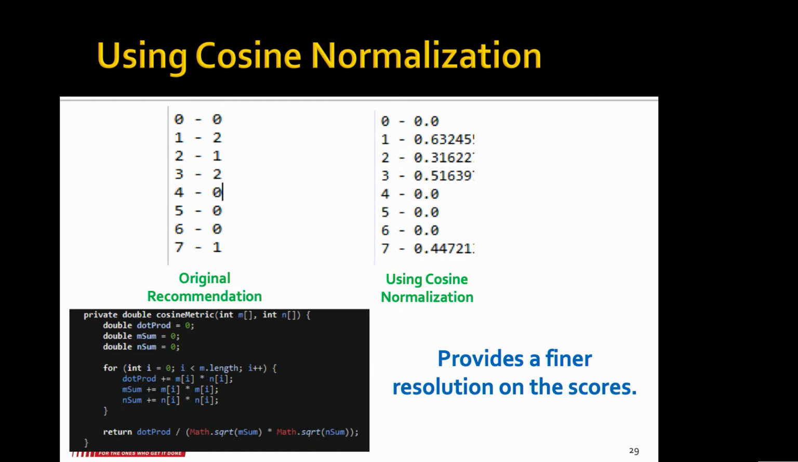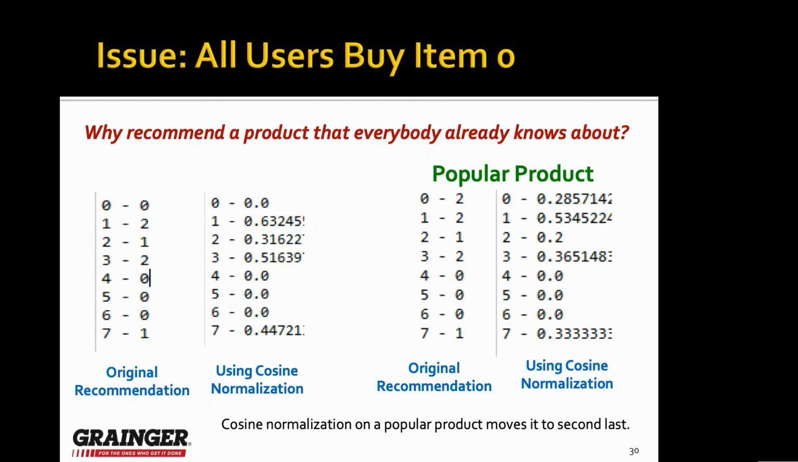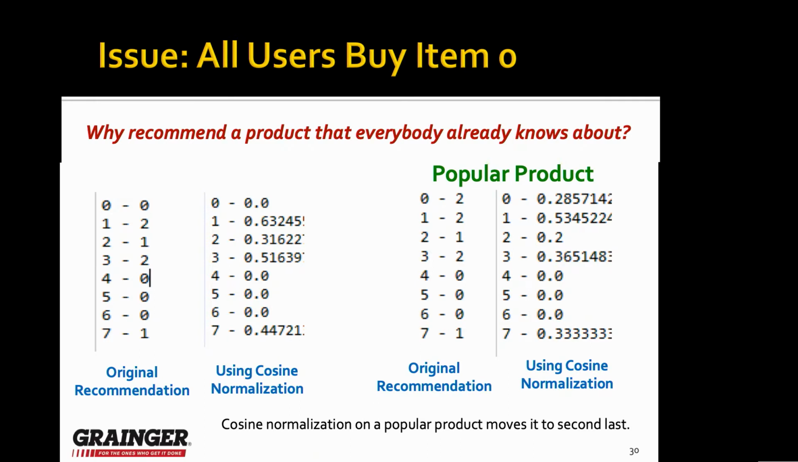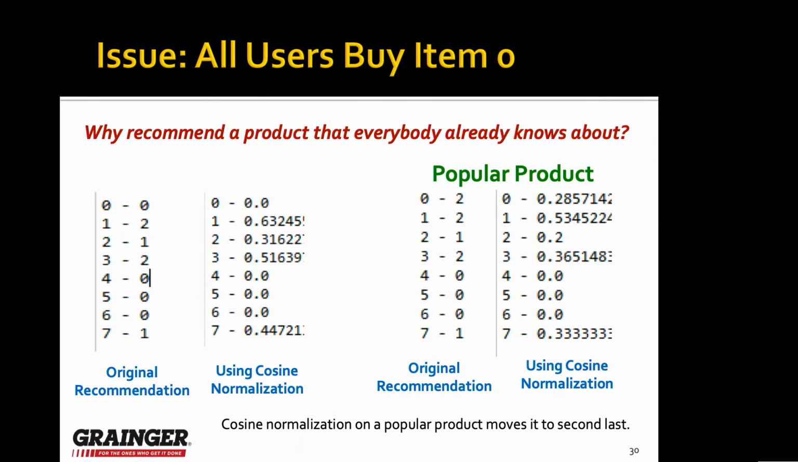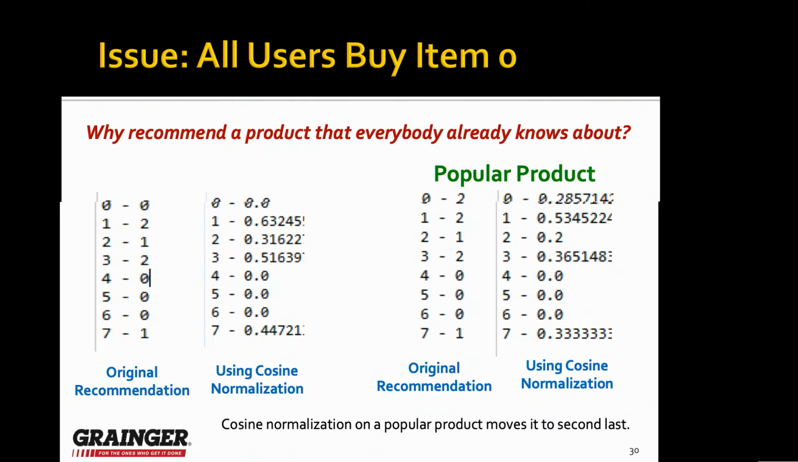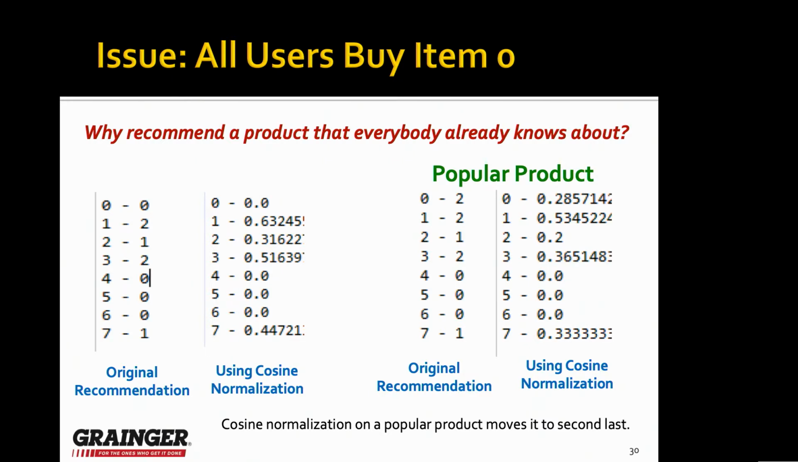Okay, let's take a look at an interesting issue. What if all users buy item 0? Let's say everybody bought the most popular product. Do you want to recommend something that everybody's already seen? Probably not. It's a recommendation, but why recommend something that everybody probably has already seen or already knows about? So again, this is where the cosine normalization comes in handy. I modified the data set so that basically all the different users, which are 4, I added an extra line so they would all buy item 0. If we take a look at the left, we saw the effect of cosine normalization.